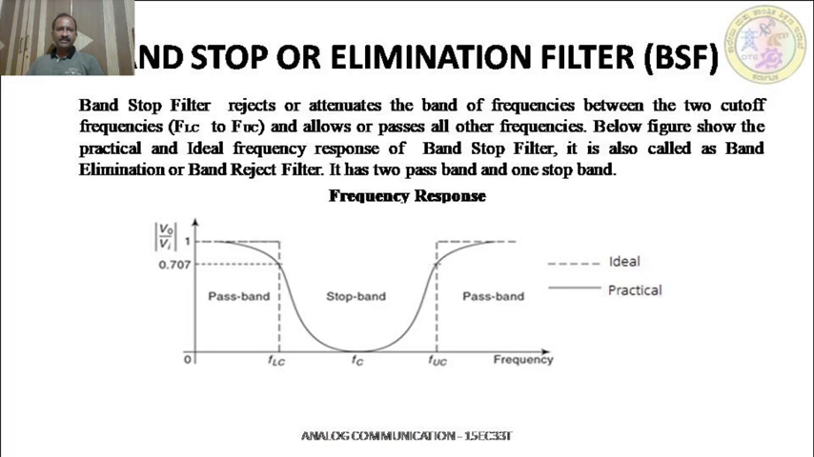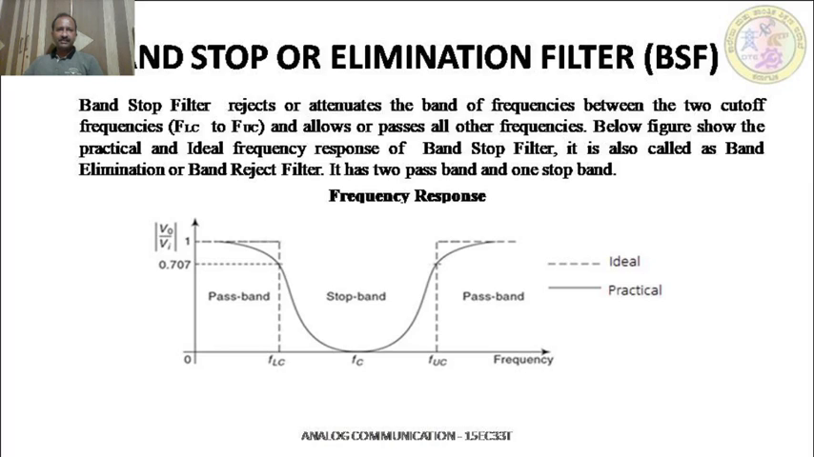Now you can see the frequency response here. In this frequency response, for frequencies from 0 to FLC, that means the lower cutoff frequency, all the frequency components are passing from input to output, and for frequencies above FUC, the higher cutoff frequency, all the frequency components are passing from input to output. That means this frequency range is called the pass band frequencies. Frequencies from FLC to FUC, that means the lower cutoff frequency to the upper cutoff frequency, all the frequency components are stopped, attenuated or blocked by our electronic filter. This range of frequencies is called the stop band.